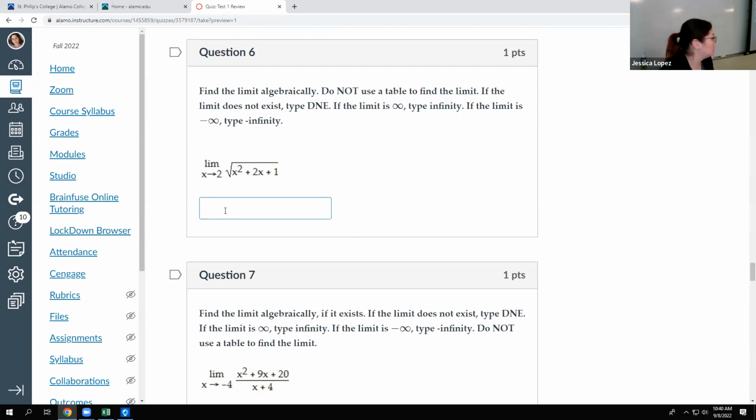How would you do this limit? Plug it in. It doesn't give you anything crazy, right? It doesn't give you undefined or anything. If you plug it in, that's going to be 4 plus 4 plus 1, which is what? 9. What's the square root of 9? 3. That's it. There's not too much for that one.